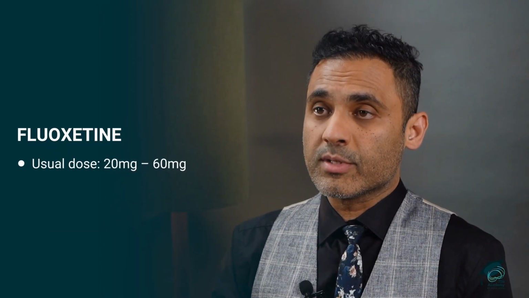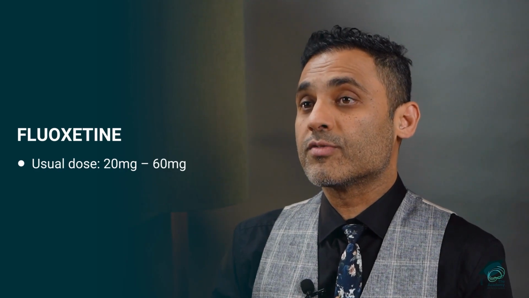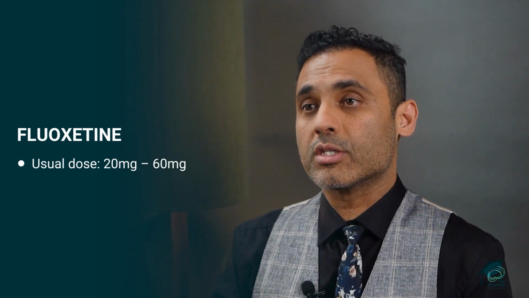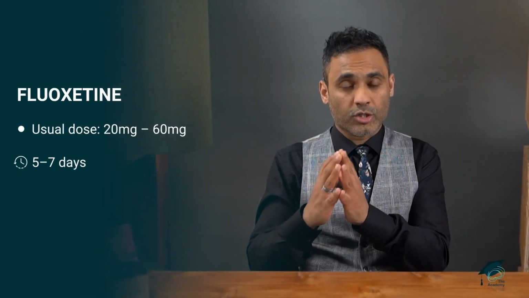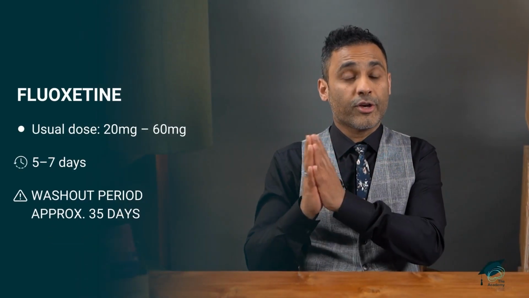Next, Fluoxetine, usually started at 20 milligrams and increased to a maximum dose of 60 milligrams. Higher doses can be used in OCD. There are two key nuances to fluoxetine prescribing. One, fluoxetine has a long half-life, 5 to 7 days. 95% of fluoxetine will be washed out when we multiply the half-life by 5. 95% of fluoxetine is out of the system by about 35 days.